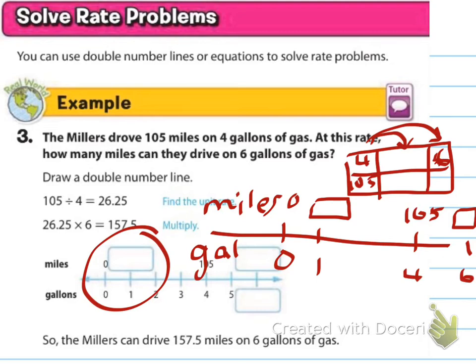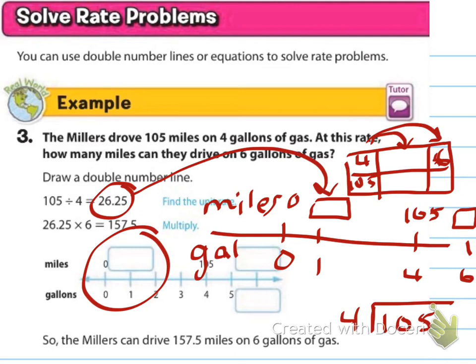All right, so they figure out what 1 is. So we figure that out by doing 105 divided by 4, and we end up finding out that that's 26.25 miles. So this number would go in here. Then we take that number and we would multiply it times 6 so that we can figure out if it's that far in 1 mile, how far would it be in 6 miles? Well, I just multiplied times 6. So we find that and we run with it.